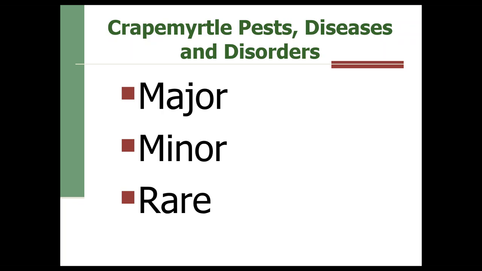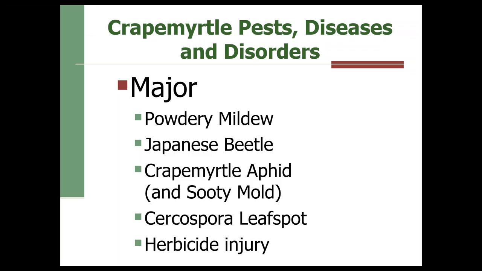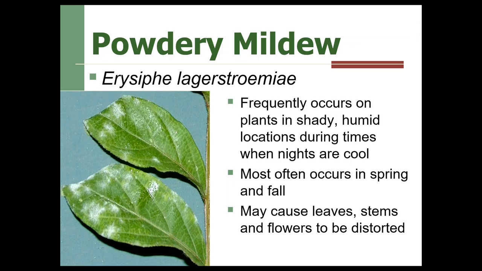I'm going to start off today talking about some of the major pests, diseases, and disorders, and these are the ones that I'm currently considering major: powdery mildew, Japanese beetle, crape myrtle aphid and sooty mold, Cercospora leaf spot, and herbicide injury. We're going to start off with powdery mildew, which is caused by a fungus, Erysiphe lagerstroemiae. Powdery mildew is historically probably the major pest of crape myrtle, but quite frankly, breeding has resulted in resistant cultivars such that most plants on the market today are probably going to be resistant or fairly resistant to powdery mildew.